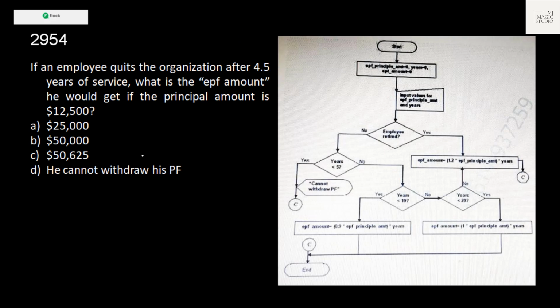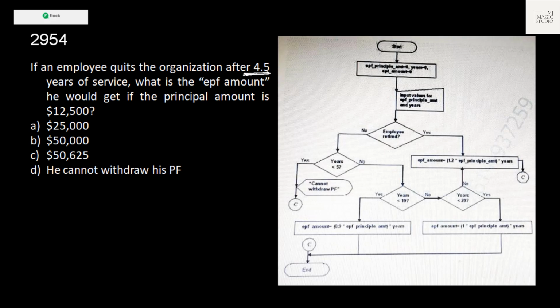Okay, flow diagram. I know it won't be that pretty visible, but I'll try to inflate it for you and then I'll read it out. So this is start. We are calculating EPF or PF. Then first they are asking whether employee is retired or not. If not, and if yes, what to do. In our question, it is employee quits the organization. So we will go by employee is not retired, no. Then they are asking about year of employment. Is less than 5, yes or no.